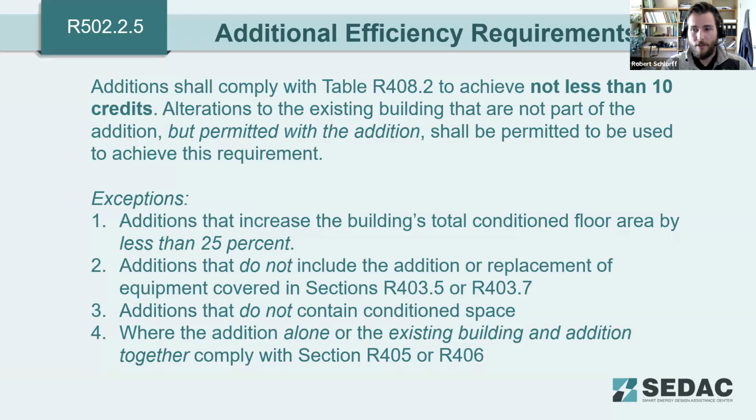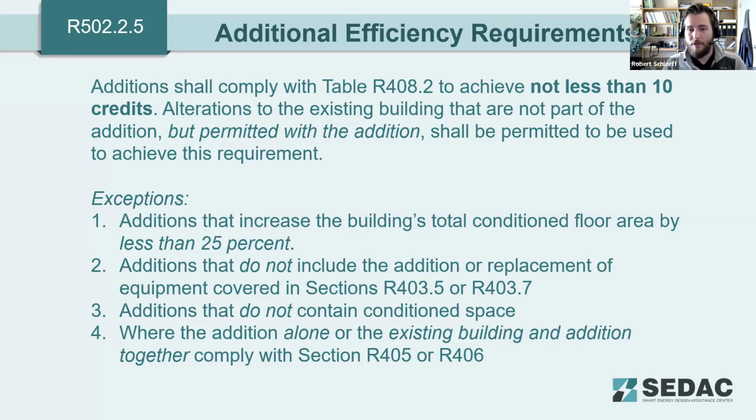So let's talk a little bit about what additional efficiency requirements that would trigger. You would go back to the same table. The table number listed there is not exactly the same as the one before. If I remember right, there's a typo within the table number code there, but it will point you back to the table in R408 to achieve not less than 10 credits.